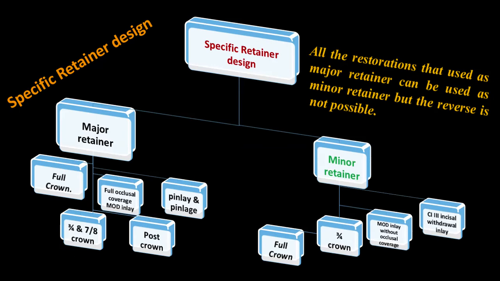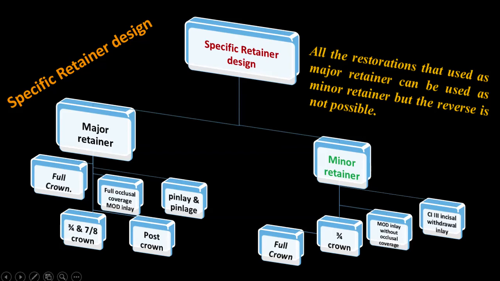Specific retainer design, according to that we have major and minor. طبعا major retainer involves all restorations whether seated inside the crown or outside, يعني full coverage or as a filling, على شرط there is occlusal coverage. بهذه الحالة نقدر نستعمله as a major retainer. يعني this involves a full crown, full occlusal coverage MOD, 7/8 crown, post crown, all these can be used as a major retainer.